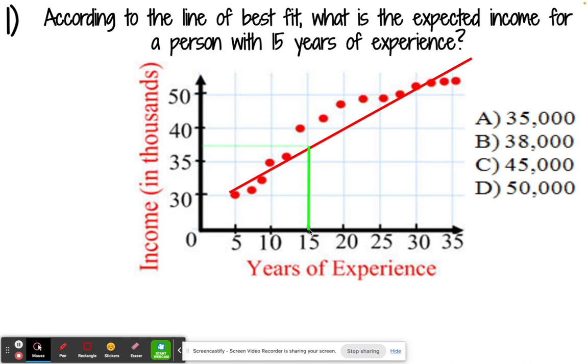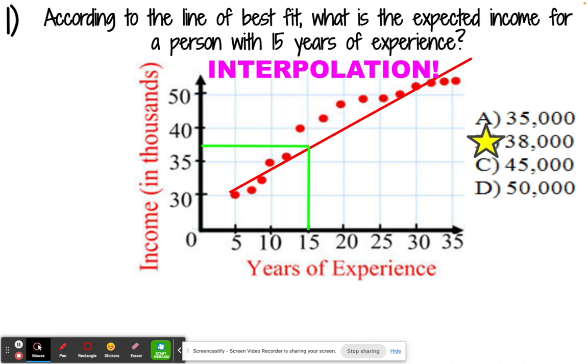If we look at 15 years of experience, it is right here. Draw a line up and then look across to see where it intersects my y-axis. That is about 37, 38. Looking at my choices, it's definitely above 35. It's definitely below 45 or 50. 38 is my best estimate. That would be considered interpolation because it falls within the data points I have.